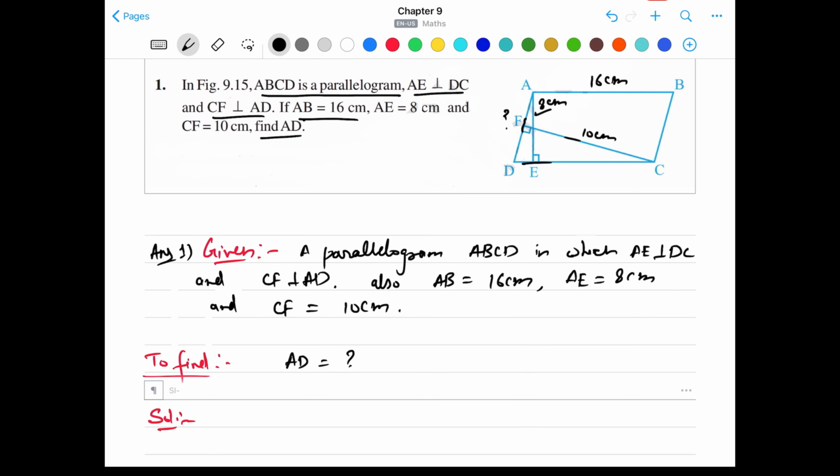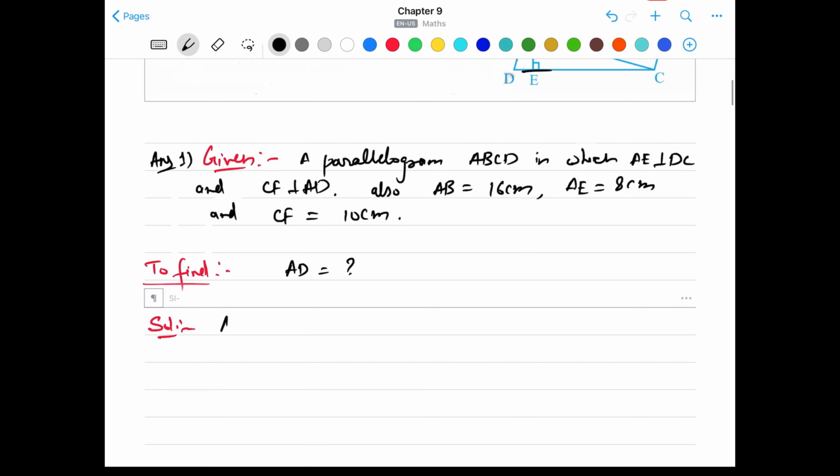First we are going to start with the parallelogram ABCD. We know that the area of a parallelogram is given by base into height. You can say perpendicular into base or base into height. So, as we know, the area of a parallelogram is given as base into height.